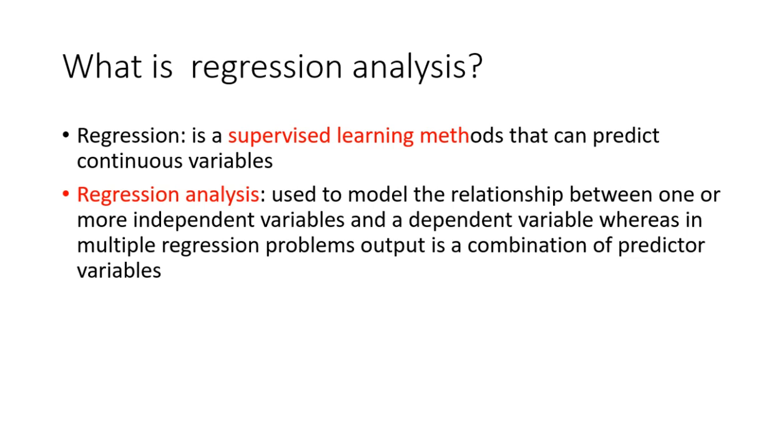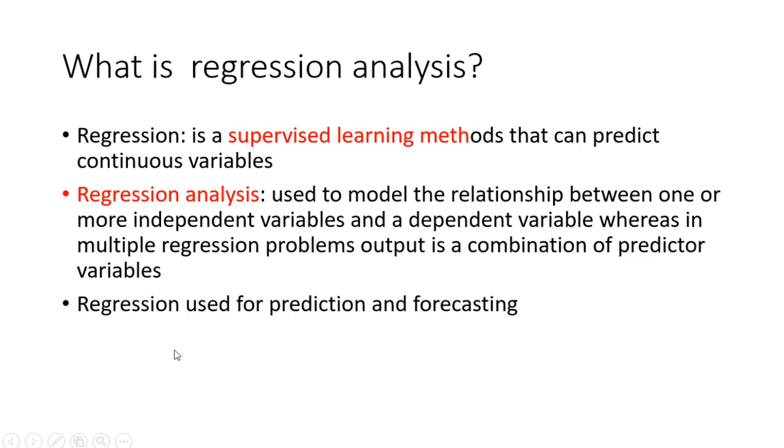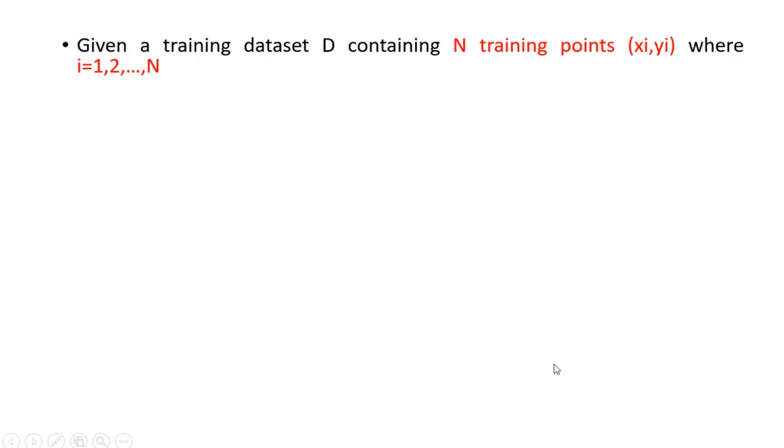So that's a regression. Basically regression analysis is used to model the relationship between one or more independent variables and dependent variables. We also have something called multiple regression, where the output is a combination of these predicted values. So regression basically is used for prediction and for forecasting.